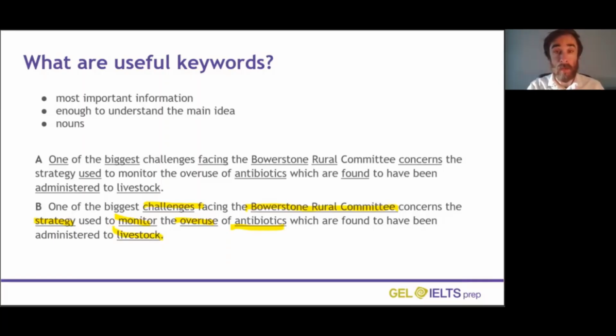So as well as being a complete noun phrase, Bowiston Rural Committee is also a proper noun. We know it's a proper noun because it starts with capital letters, B, R, and C. Proper nouns are very useful things to identify as keywords because they don't change form. They're always the same and they don't have synonyms, generally speaking. And also those capital letters are often easy to identify in the text.